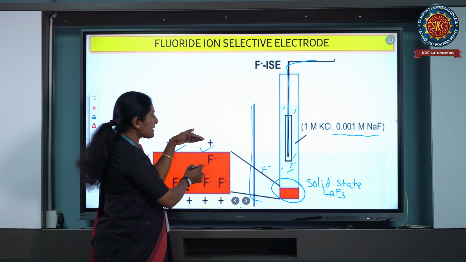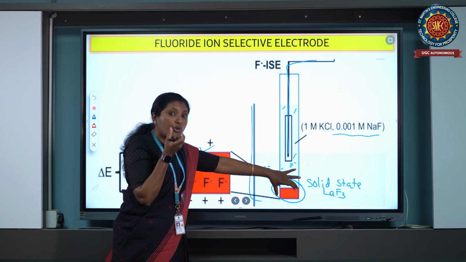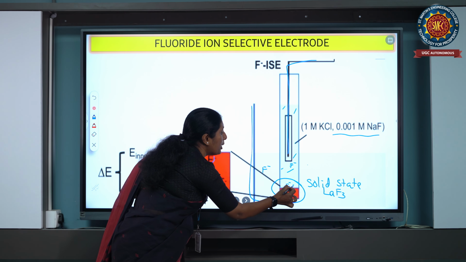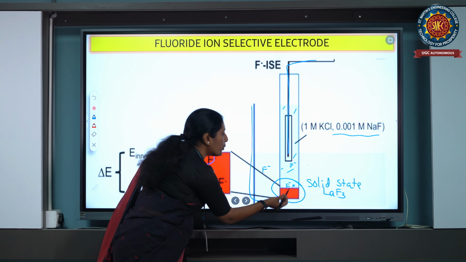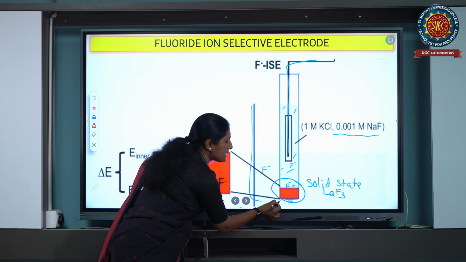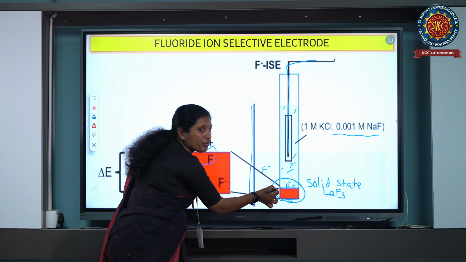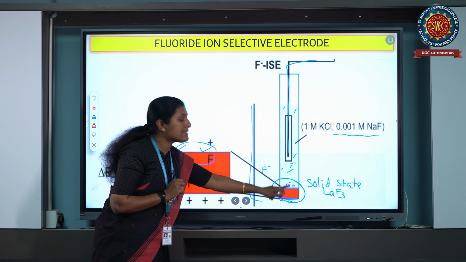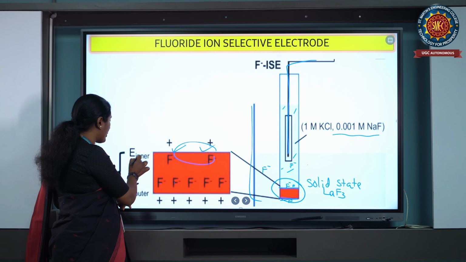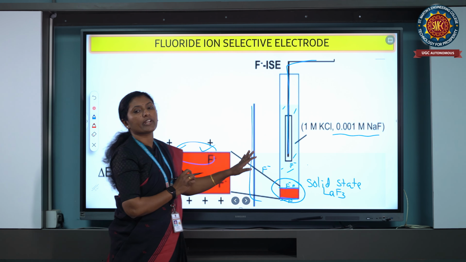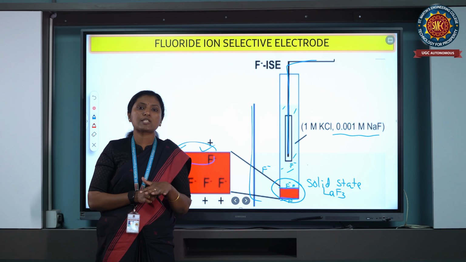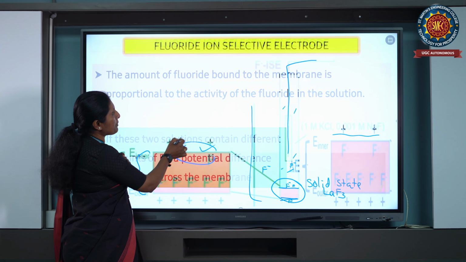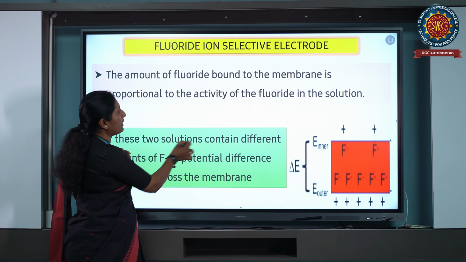Okay. So what is happening? Because of this conductance, some voids will form. So this fluorine will insert or it will bind to the surface, and outside fluorine will bind to this surface. So here only 2 fluorine bound and here nearly 5 fluorine bound. Because of this activity difference, you are getting a potential difference here, and this potential difference only you are measuring with respect to the reference electrode. So this is the principle behind this, the same thing only.